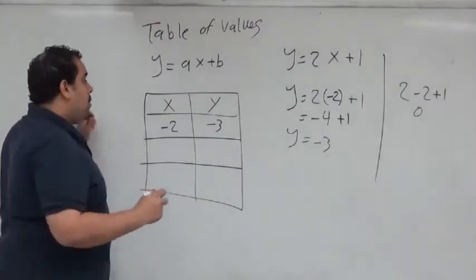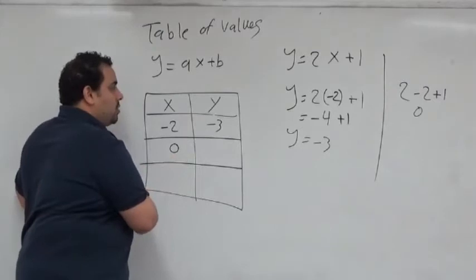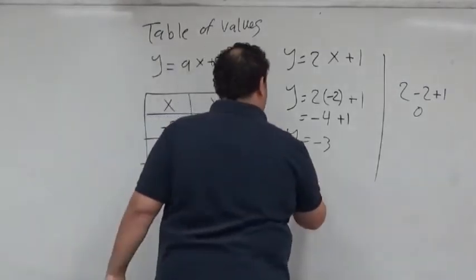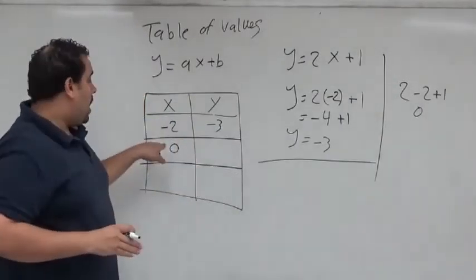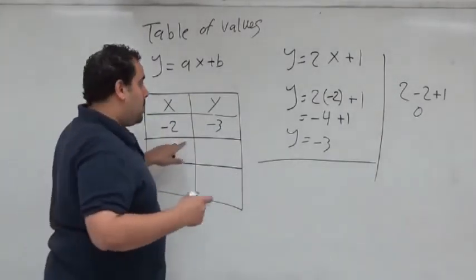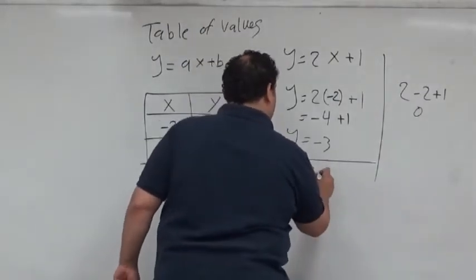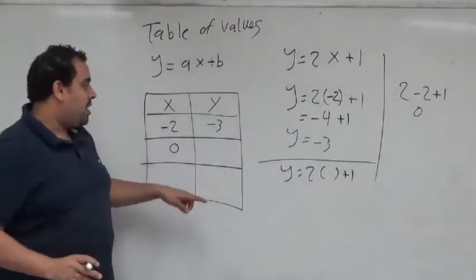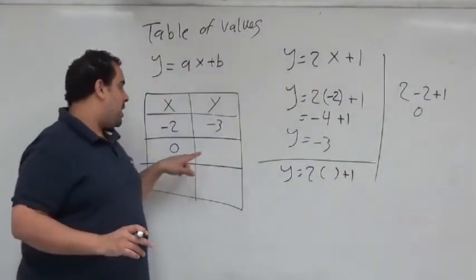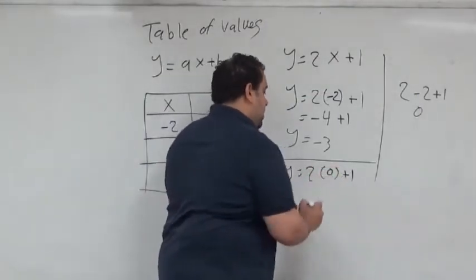Move on. Suppose we put x as 0. Same thing we did before. Now we're done with the first value. Now we move on to the following value, or the next value. y equals 2 times, then parentheses, then plus 1. So what happened here, I'm replacing x with the following value, which is 0. So we put 0 inside the parentheses.